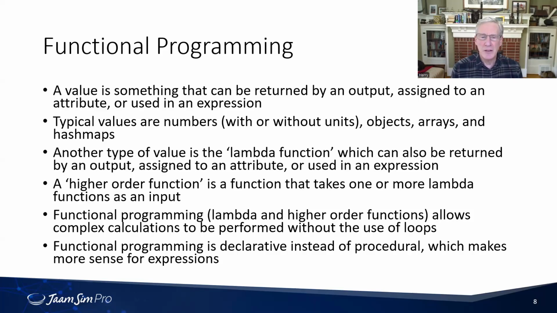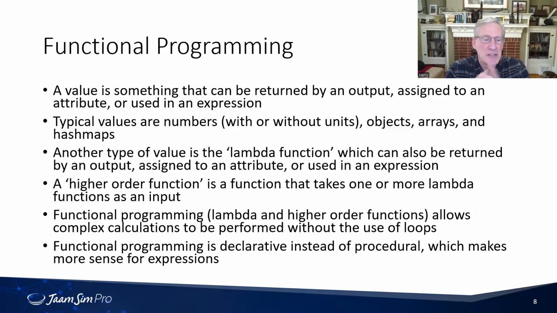With functional programming, a new type of value is introduced called the Lambda function, and this is a function that can be treated like a variable, like a value. So a Lambda function can be assigned to an attribute. It can be returned by a custom output. It can be returned by a regular output from JaamSim. And once you have the concept of a function that is a value, now you can have functions of those types of values. A higher order function is a function that takes one or more Lambda functions as an input.